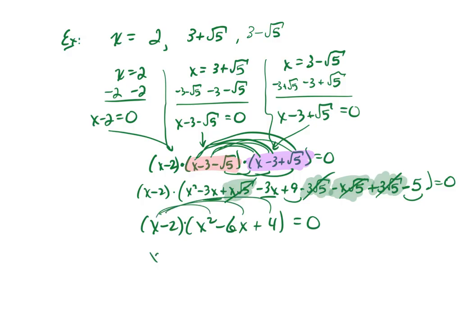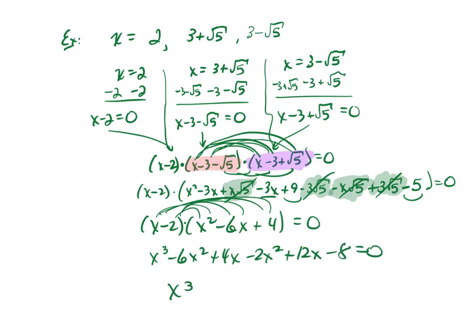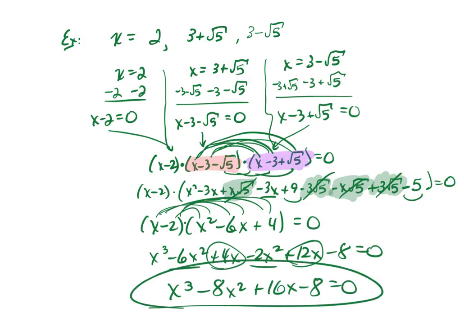So distribute the x times x squared, x times negative 6x, x times 4. Then pick up the negative 2 and distribute to all three. So negative 2 times x squared, negative 2 times negative 6x, and negative 2 times 4. And when I put the like terms together, negative 6 and negative 2 is negative 8x squared. 4x and 12x is 16x. My third degree equation then, that gives me those three solutions. X to the third minus 8x squared plus 16x minus 8.